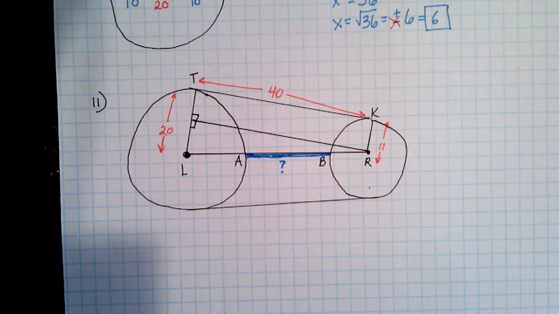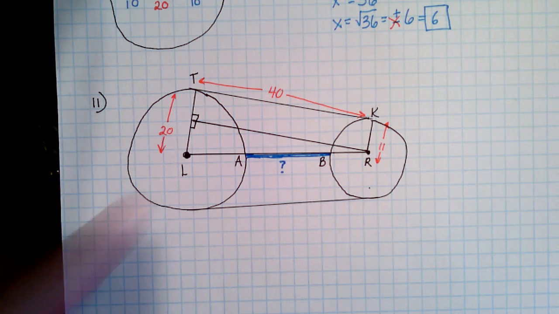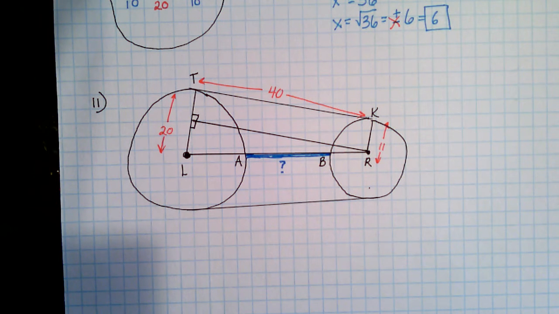Okay, here we go. Number 11 on circles, tangent lines, and area. We're given this information. It's going to be a performance task or an assessment at the end of the week. The idea is you're trying to find the distance from A to B, given that you have two circles with two tangent lines.